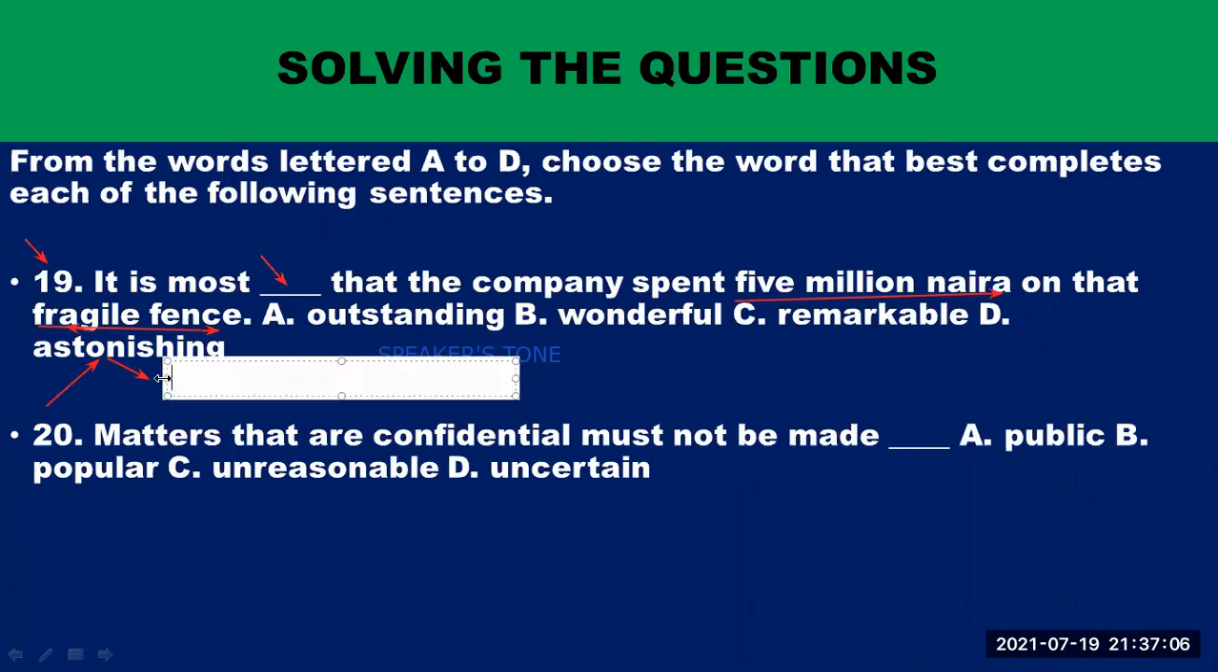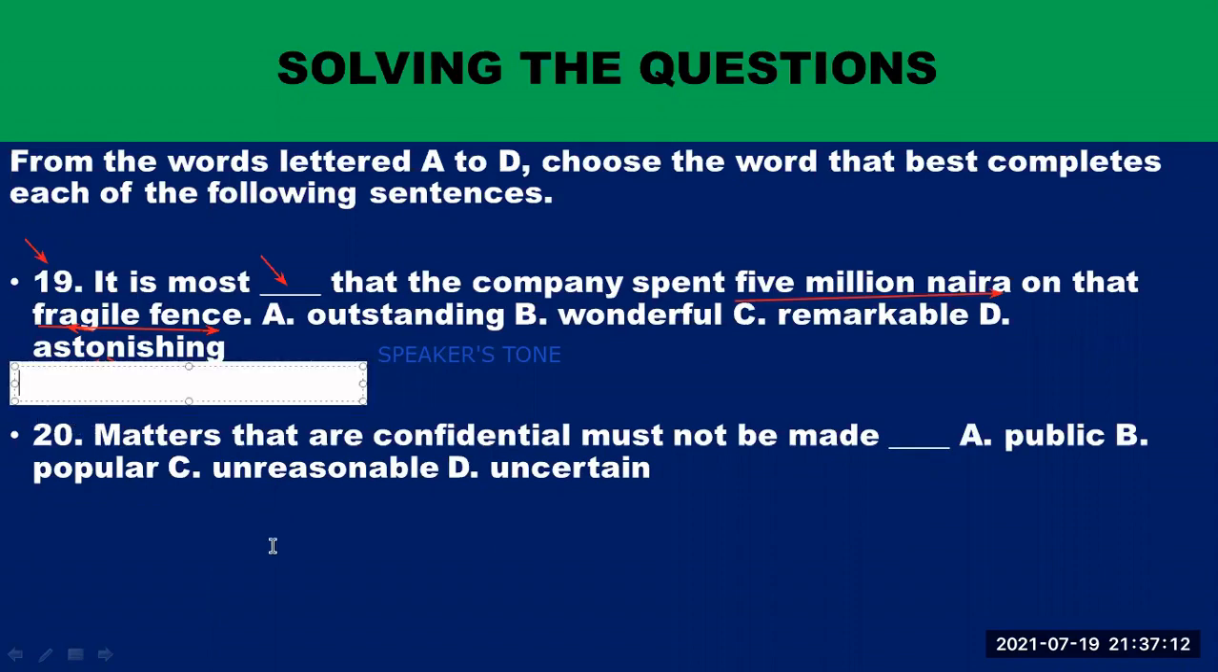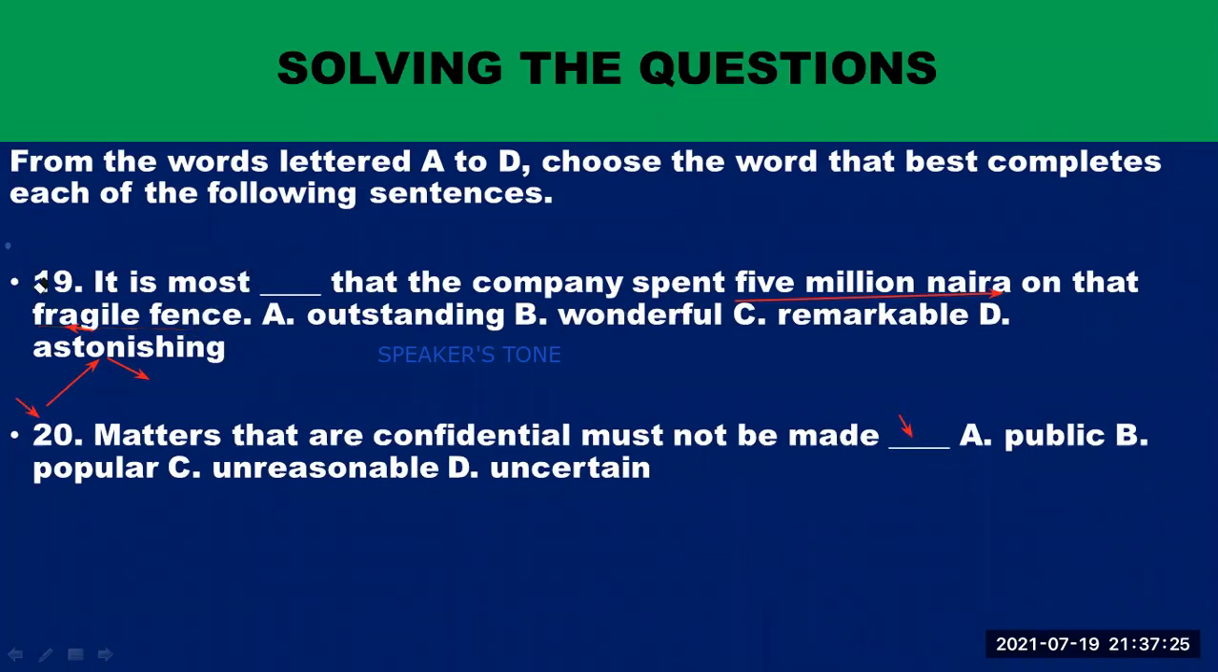Then question 20: Matters that are confidential must not be made dash. A, public, B, popular, C, unreasonable, D, uncertain. Now, confidential is secret. So matters that are secret must not be made public. Option A is correct. Something secret, you don't make it public.